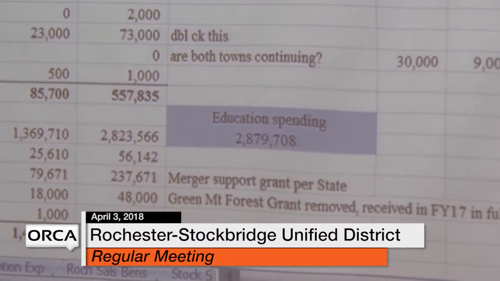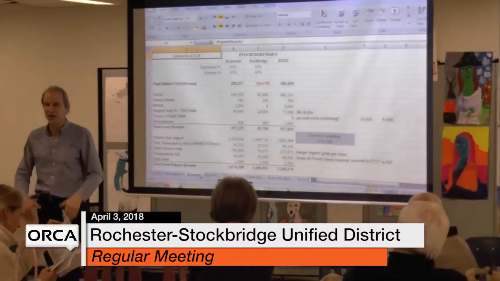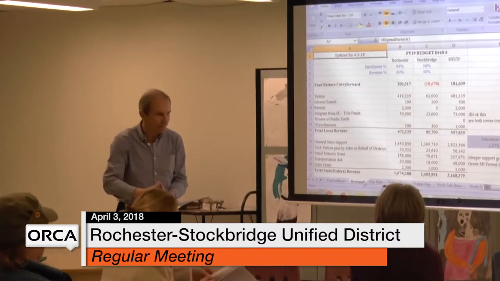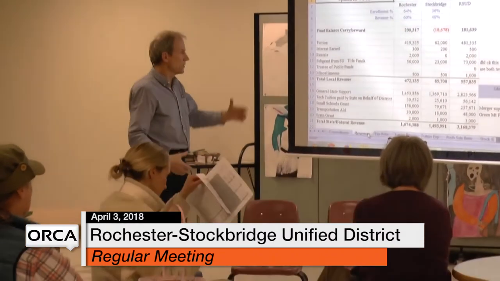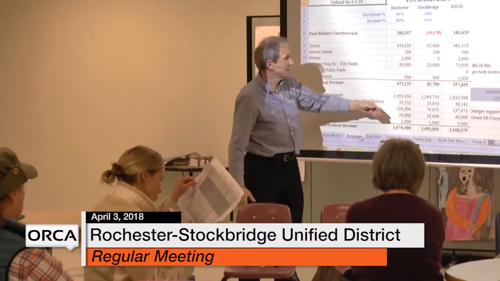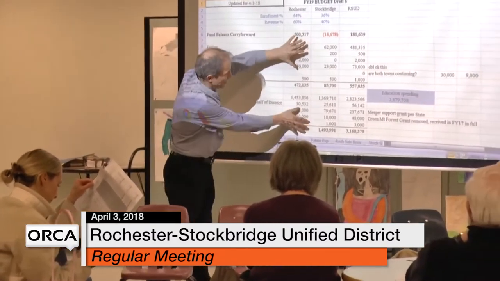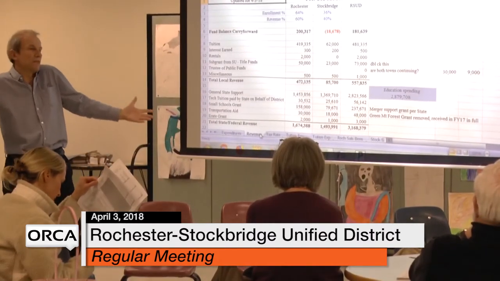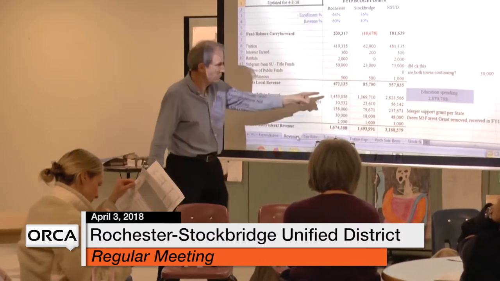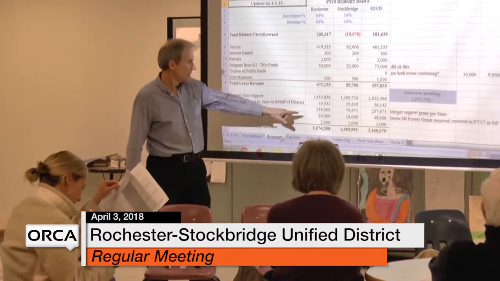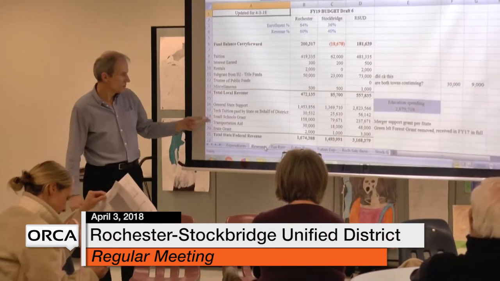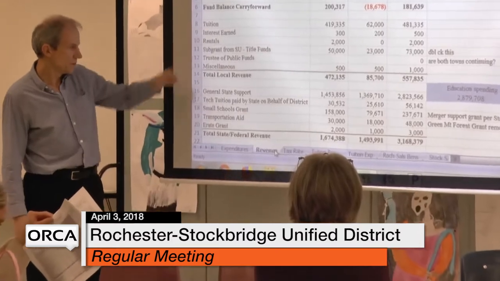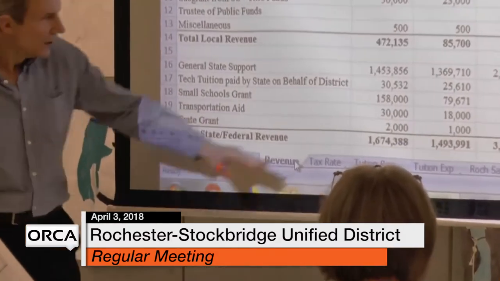So this tech tuition paid by the state on behalf of the district is not an additional amount that the state pays to the tech centers; it is part of our education spending. It's part of the difference between our total expenditures and these other revenues. So it's the net of what we need to get money for to cover the rest of our expenses. We have a few small state grants, small schools grants, transportation aid, and some E-rate money, which is not really a state source.